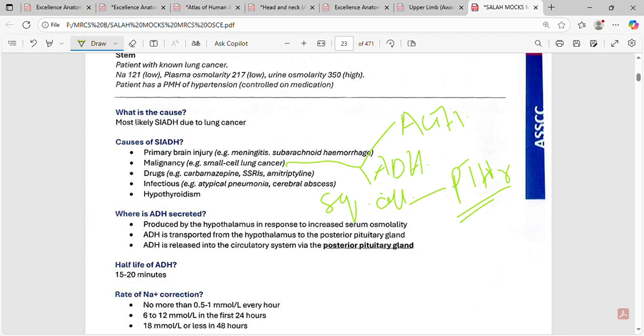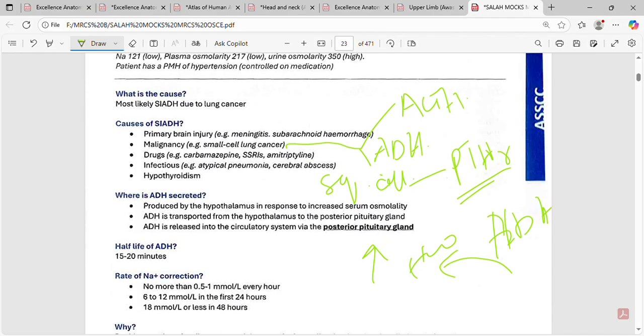SIADH. Where is ADH secreted? It is produced by the hypothalamus in response to increased serum osmolarity. So whenever there is a high serum osmolarity, the body will try to conserve water, H2O, and for this the body secretes ADH from the hypothalamus. This will be transported to the posterior pituitary, and then from the posterior pituitary into the circulatory system of blood.